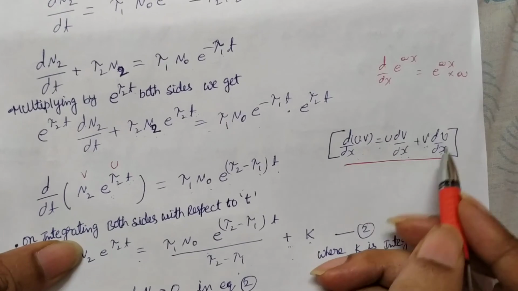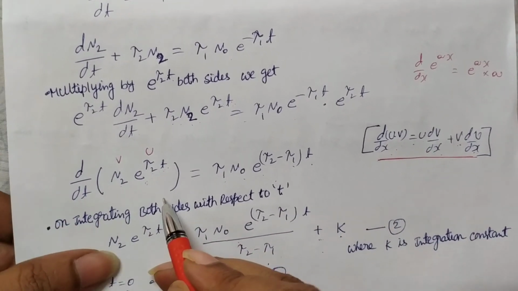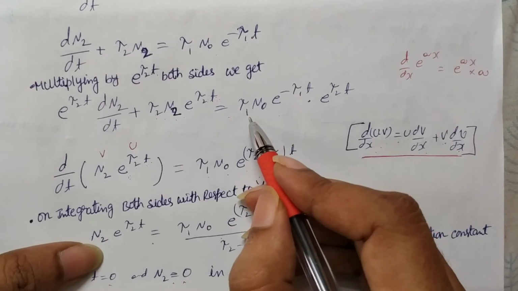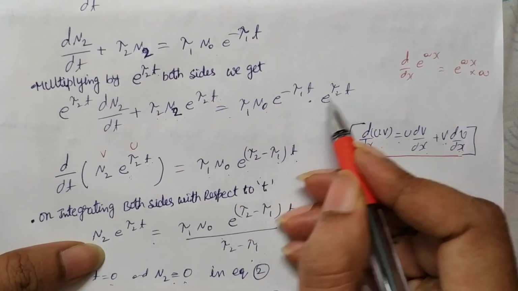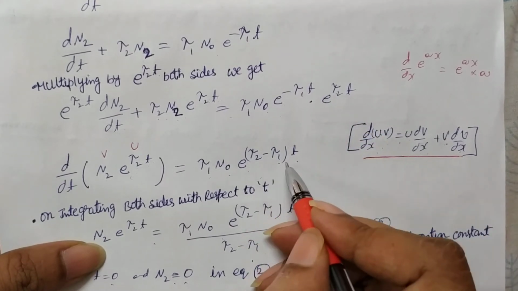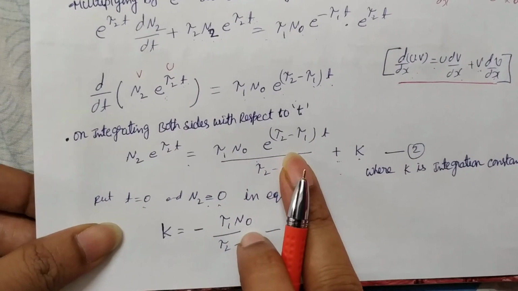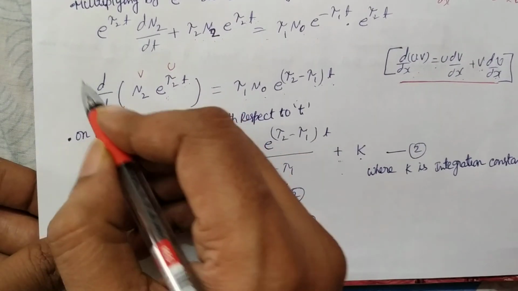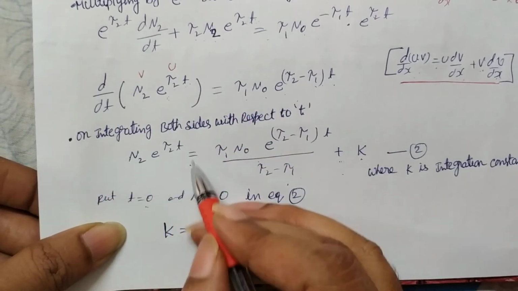Now we write this like this, and this is what happened: lambda 1 n naught e power minus lambda 1 plus lambda 2. The bases are equal, so we can add the powers, so we get lambda 2 minus lambda 1 into t. Integrating both sides, differentiation and integration get cancelled and you get the same equation here.